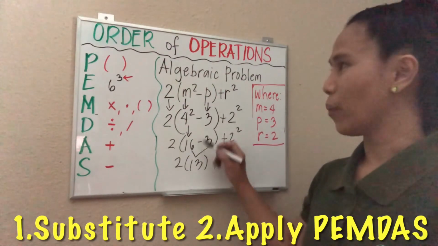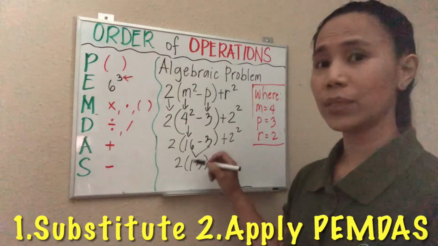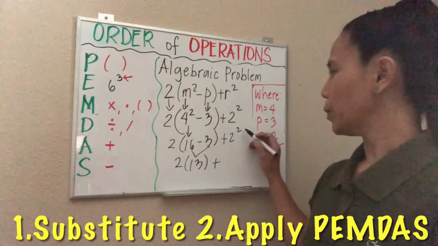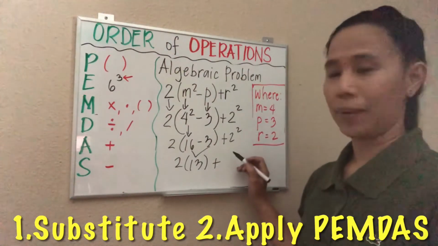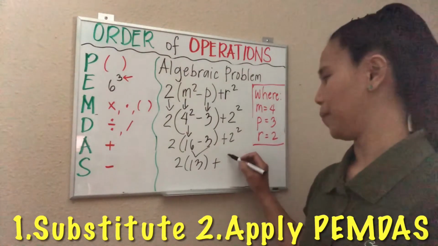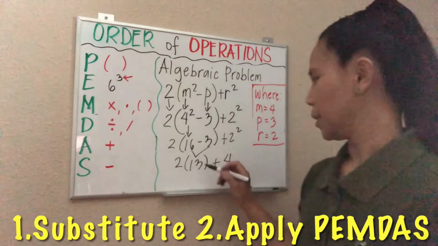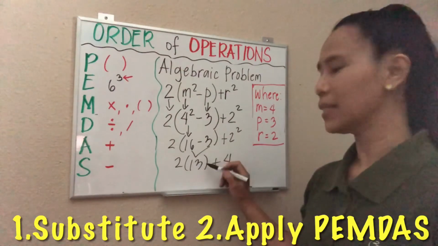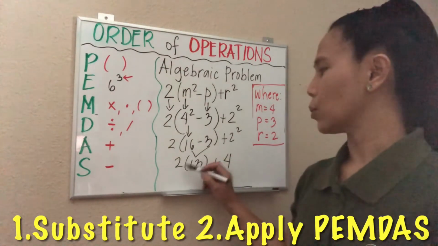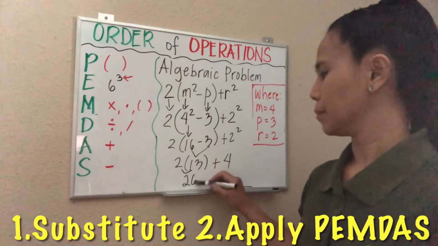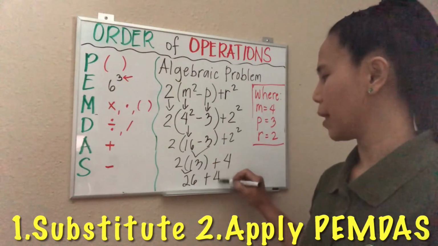So since we are done with the operation inside the parentheses, we can now go along with the exponent, which is the next step. 2 squared is equal to 4, because 2 times 2 is equal to 4. After the exponent, we can now multiply. So since we have this parenthesis, it means multiplication. So 2 times 13 is equal to 26. Plus 4, we just have to copy that as well.